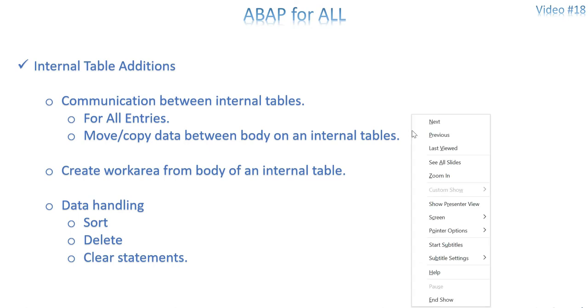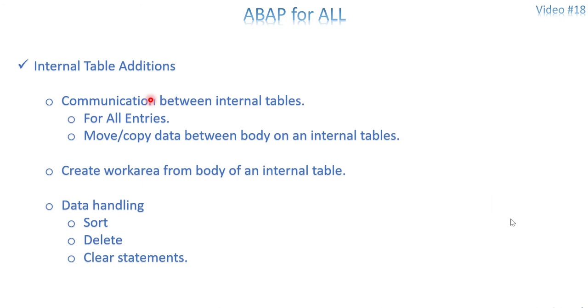So today I'm going to cover these areas in an internal table. How to communicate between internal tables. In a program, you might have more than one internal table. So how to communicate it? If the structures of the internal tables are the same or it might be different, how to communicate effectively between the internal tables. That is very important. And in that, the major part is going to be FOR ALL ENTRIES.